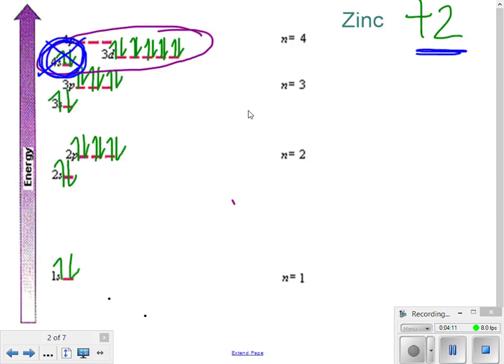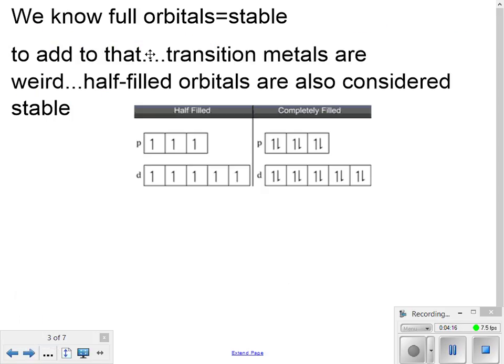Another thing I want to get into with transition metals, which is another weird thing: we know that full orbitals are stable. However, half-filled orbitals are also considered stable, maybe not more stable than full orbitals. And so, of course, a half-filled orbital would be like 3 electrons in the p orbitals and 5 electrons in the d orbitals. Okay, and this has a lot to do with symmetry coming into play.